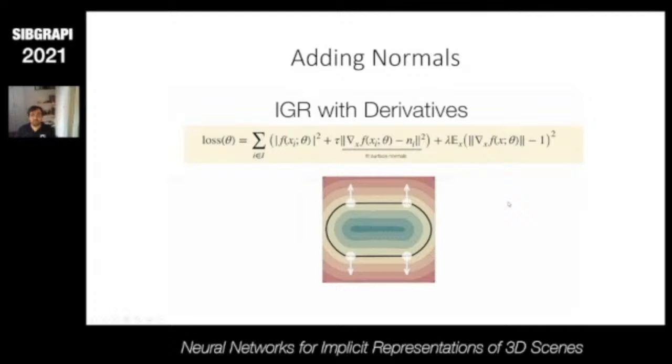When we also have additional information, for example, the normals to some surface, or in this example here, the oriented normals at the points, we can naturally improve our loss function just by adding a normal reconstruction term.